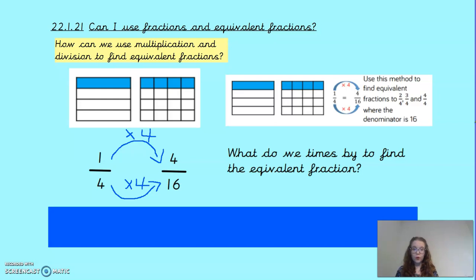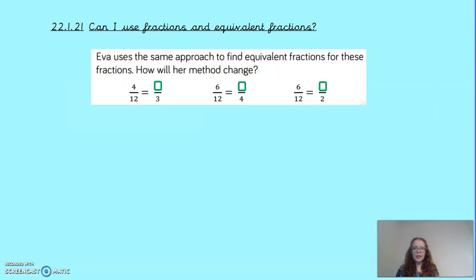So 2 over 4 becomes 8 over 16. 3 over 4 becomes 12 over 16. And 4 over 4 becomes 16 over 16, which is also equivalent to 1 whole, because our numerator and our denominator are exactly the same. So that is actually 1 whole. Well done, guys.